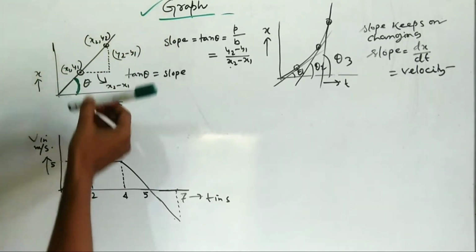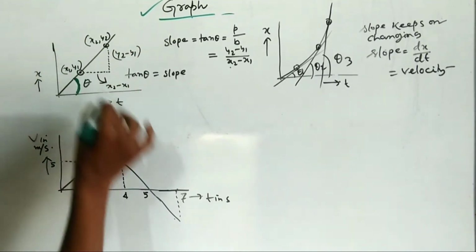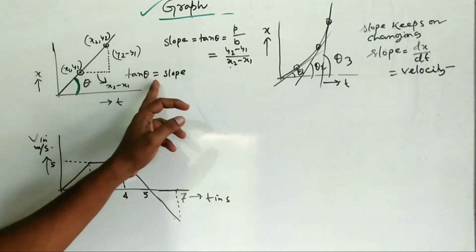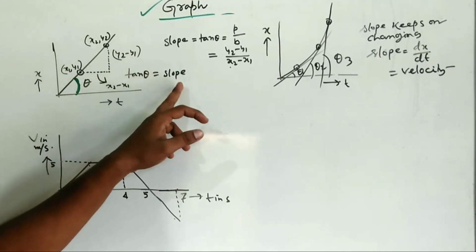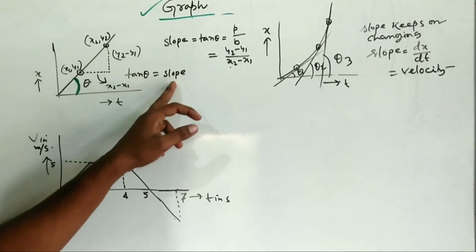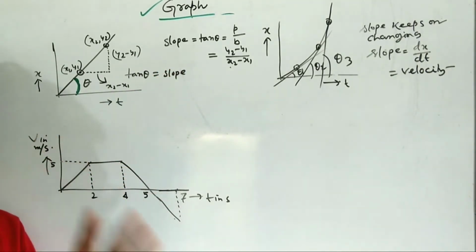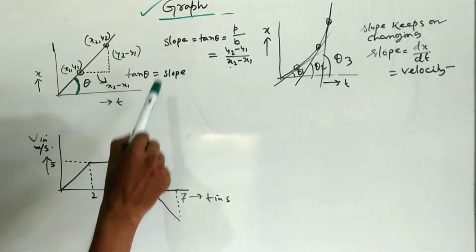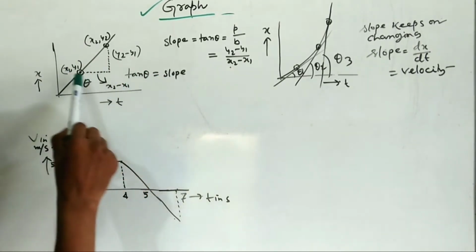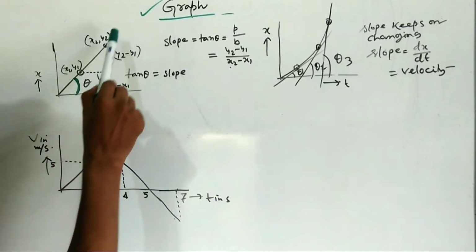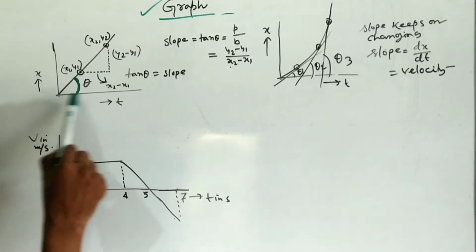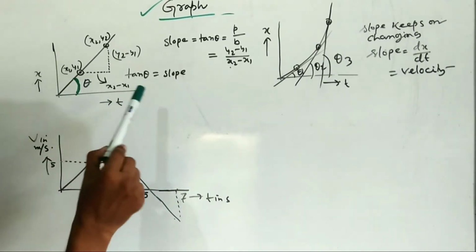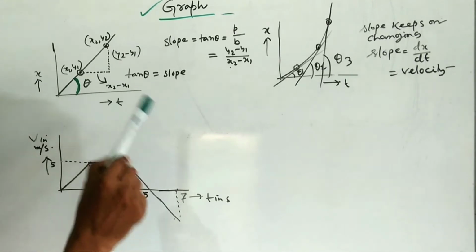Okay, understood? So how much theta it makes with the t-axis, generally the x-axis, then tan theta measures the slope. So what is slope? How to measure the slope? If we want to find out the slope, then we have to find out the theta. The graph makes an angle with the positive x-axis, here the positive t-axis, and the tan of that theta will give you the slope.